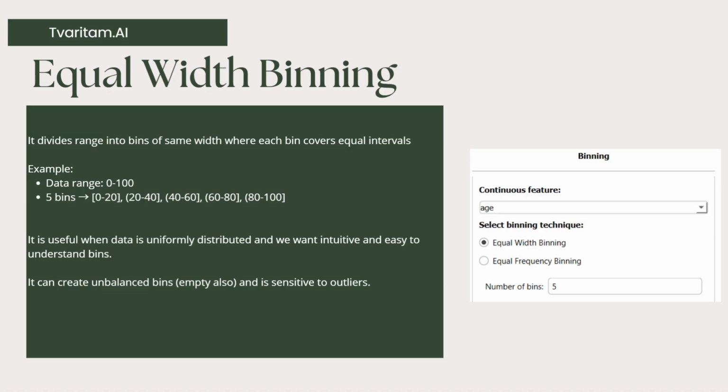This is more useful when your data is uniformly distributed. It makes the bins intuitive and easy to understand because it is much more straightforward in terms of how bins are created. But one issue that can occur with this kind of binning is that it can create unbalanced bins. We do not check where the data lies. We just check the range of data. So this can also create empty bins. For example, maybe there is no value that lies between 40 to 60. That particular bin will have no entry, and it is also sensitive to outliers. That means if there is a very large or a very small value, it might not be a perfect thing to go with equal width binning.